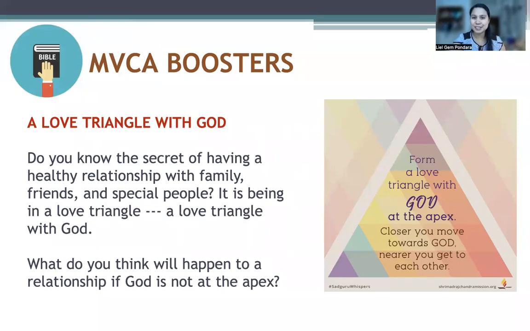For your VCA boosters today, it's about a love triangle with God. Do you know that the secret of having a healthy relationship with family, friends, and special people is being in a love triangle? It's a love triangle with God. Now, what do you think will happen to a relationship if God is not at the apex? It means here on top, the apex. Our quote for today says, "Form a love triangle with God at the apex. Closer you move towards God, nearer you get to each other."